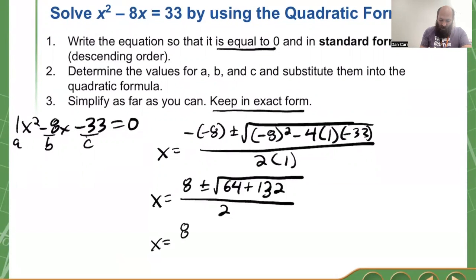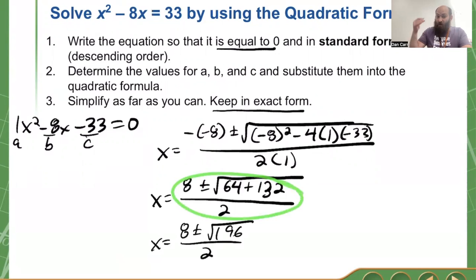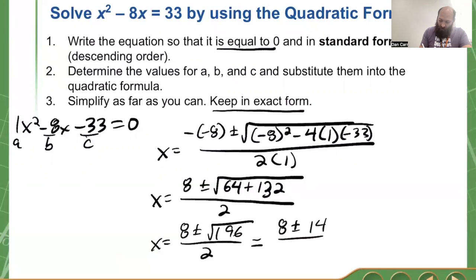So x is equal to 8 plus or minus the square root of 196, all divided by 2. Notice I am not doing anything with the division by 2 yet. This is going to be the last thing I do. Do not start dividing by 2. Make that one of the last things you do. So I can take the square root of 196. I believe that's 14. Yep, 14. So this will turn into 8 plus or minus 14, all divided by 2.